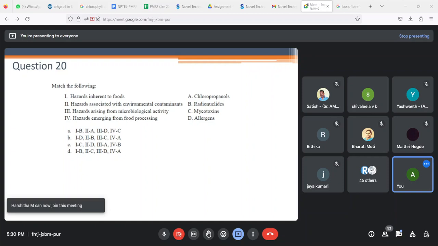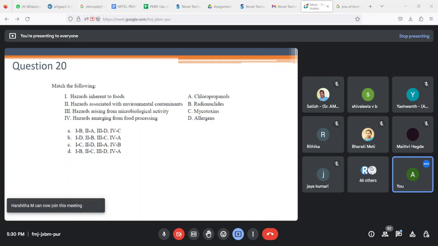So what about environmental contaminants? Radionuclides. Yeah. So you have all these pollutants and everything that will introduce radionuclides into your food. So hazards associated with environmental contaminants are radionuclides that come from pollution and other kinds of toxic substances that are present in the environment. So hazards from microbial activity correspond to mycotoxins.